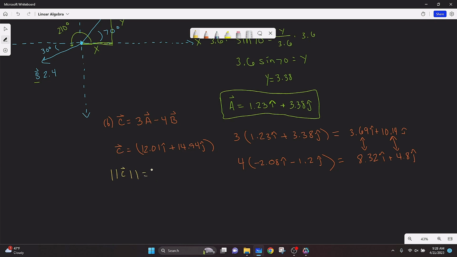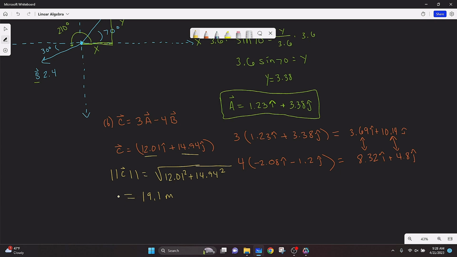Find the magnitude of this vector, which is going to be the square root of 12.01 squared plus 14.94 squared. And that is equal to 19.1 meters. So that's the magnitude of our new vector c, and that vector has coordinates 12.01 and 14.94.